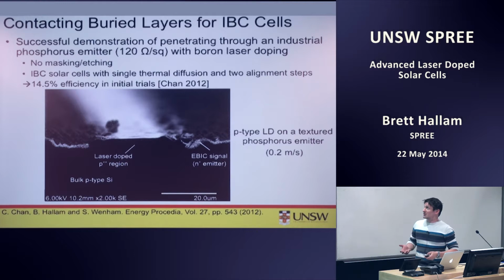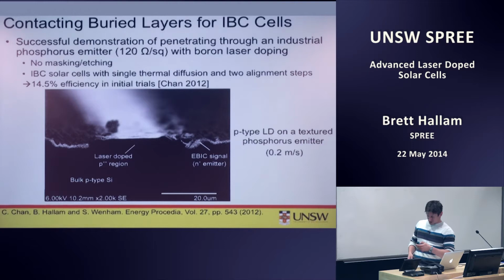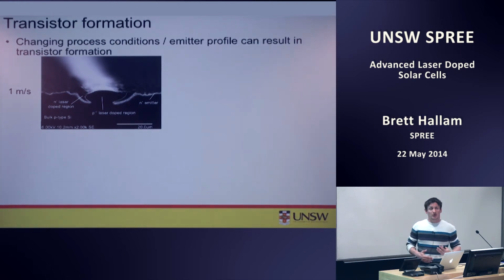But it would still require alignment steps for the metallization process and the different laser doping processes between the N-type and P-type contact polarities. And also one of our colleagues, Catherine Chan, has demonstrated 14.5% efficiency on some of these initial test structures. But it doesn't always work out to plan.